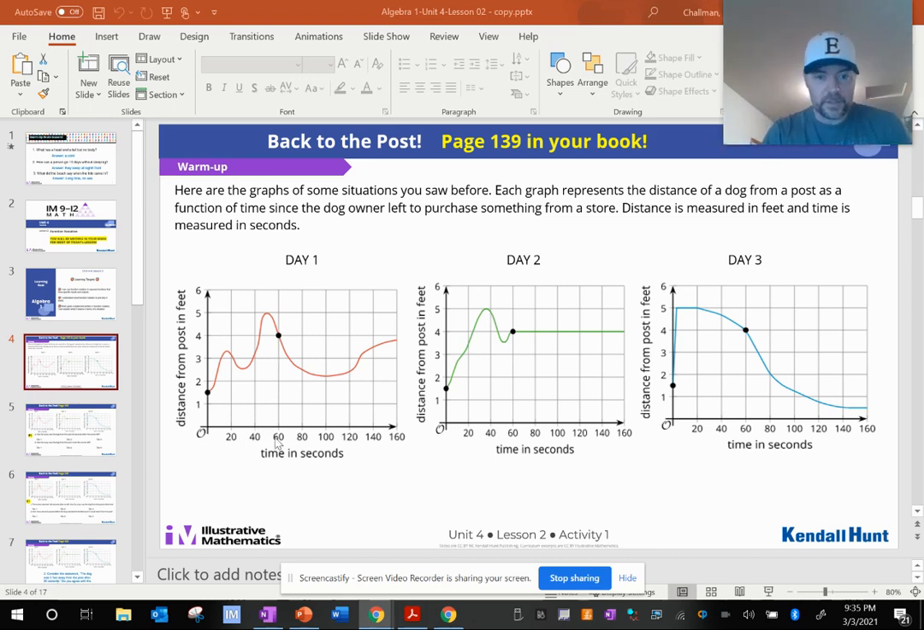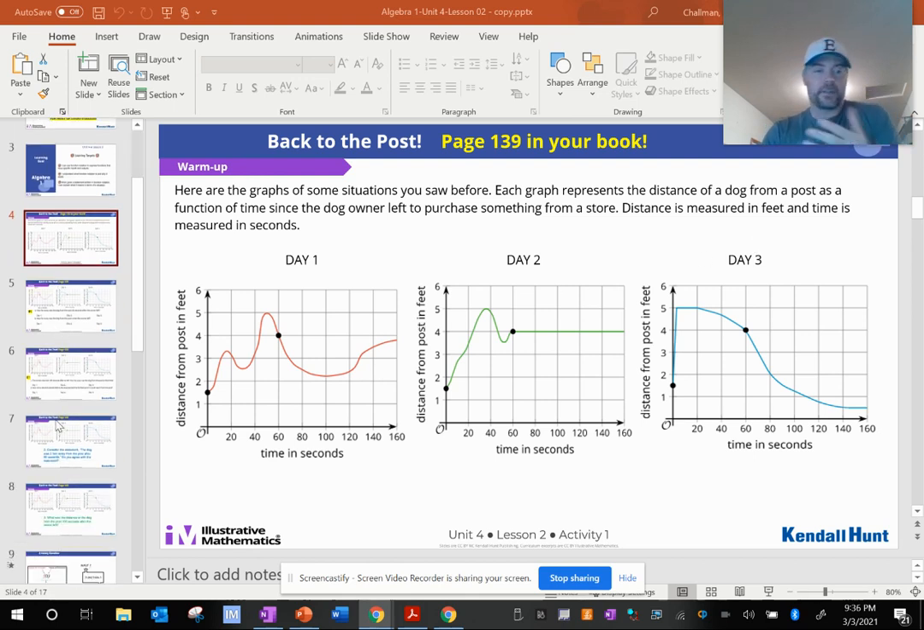These are motion graphs, right? We can see that over a certain number of seconds, the dog is a certain distance from the post. These graphs are of 3 different days, day 1, day 2, and day 3. We're going to use these to show you how to write in function notation.